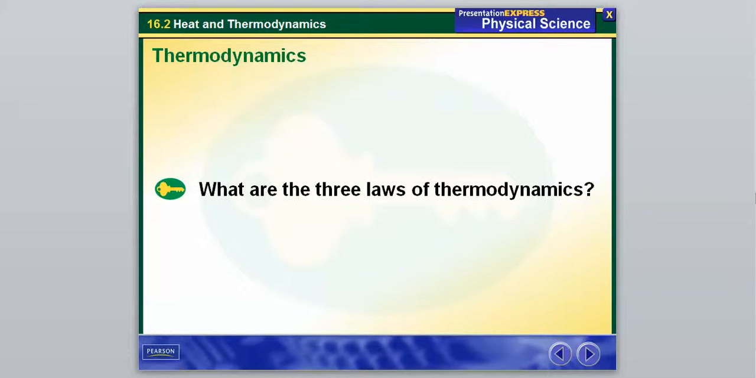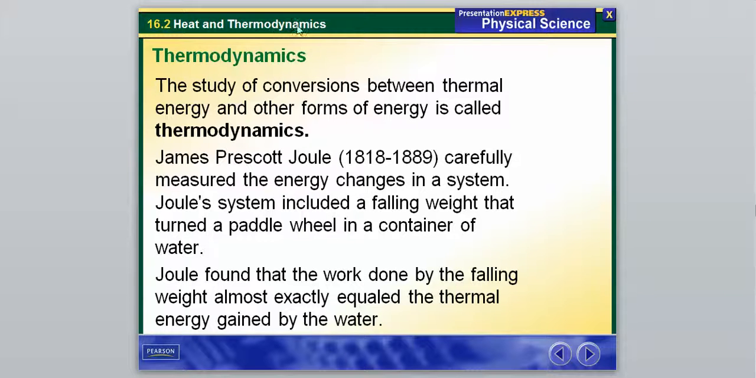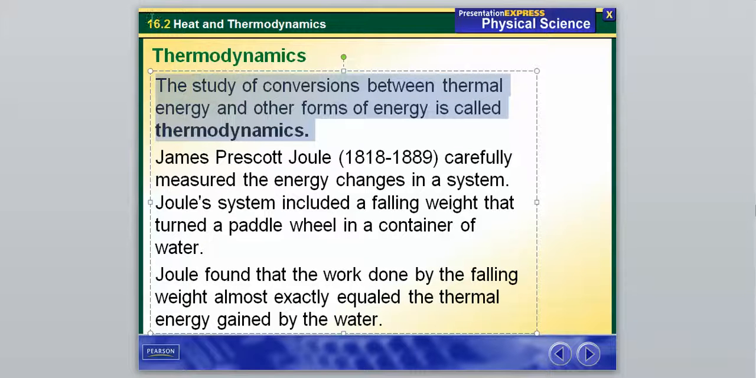To start, we're just going to get a definition. The study of conversions between thermal energy and other forms of energy is called thermodynamics. Thermo has to do with thermal, heat, and we've used this reference before, a static and a dynamic character. A dynamic character is always changing, so it's talking about energy conversions, changing from one form to the other between thermal and all of our other forms. So we would definitely write this down: thermodynamics is just studying how thermal energy is converted into other forms of energy.